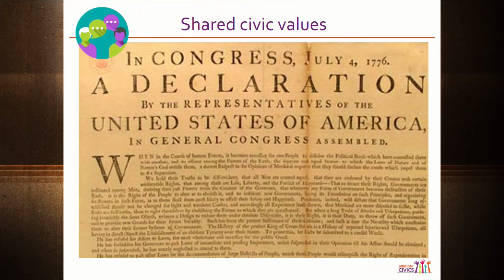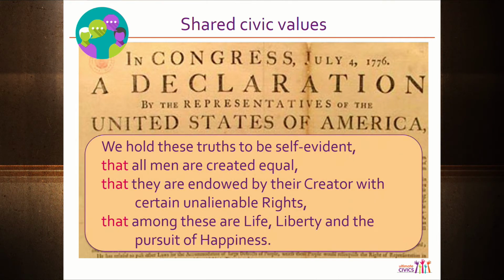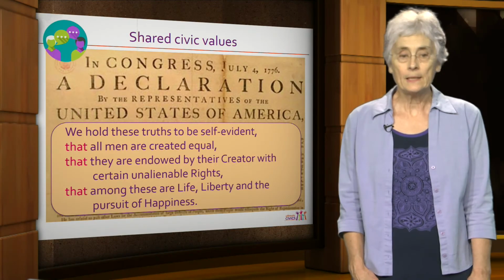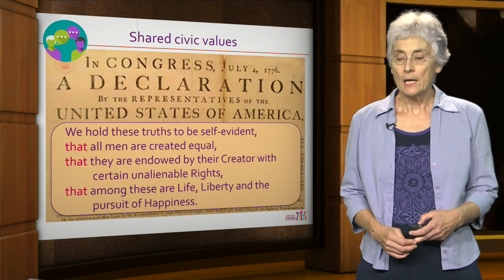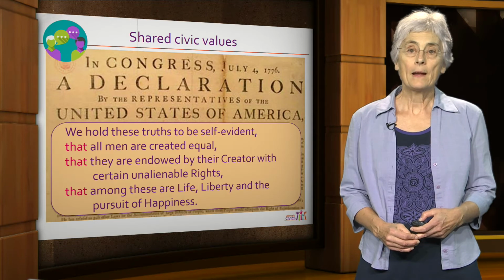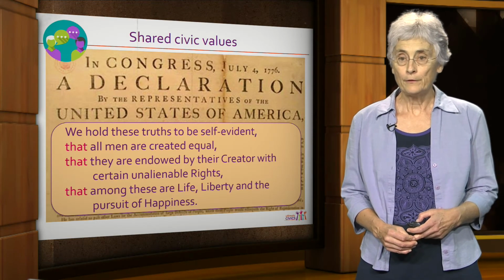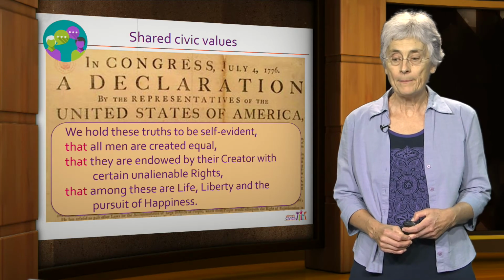So now, reading a section of the Declaration, we are going to look for shared civic values in this statement. We hold these truths to be self-evident, that all men are created equal, that they are endowed by their Creator with certain unalienable rights, and that among these are life, liberty, and the pursuit of happiness.